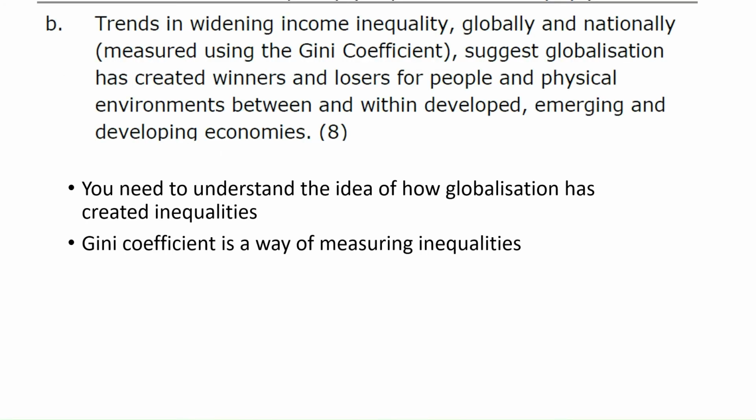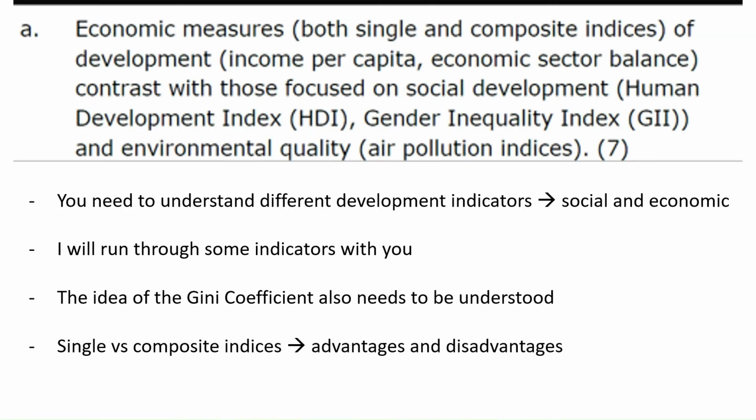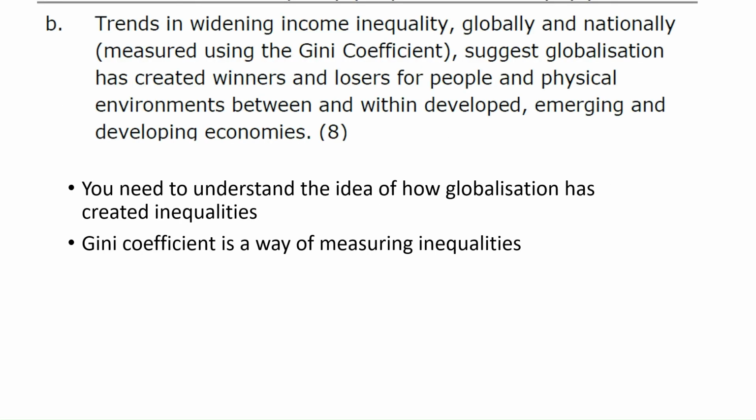All right, so let's go on to 3. Are we on 7 now? 3.7, yes. Wow, okay, storming through this. 3.7b: trends in widening income inequality globally and nationally, measured by Gini, suggest globalization has created winners and losers for people and the physical environment.